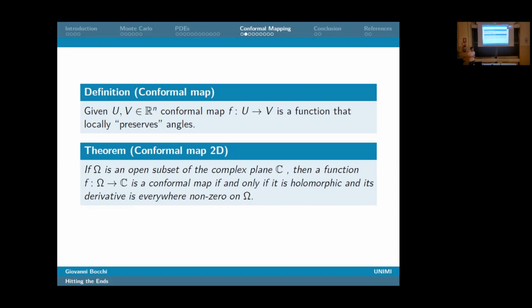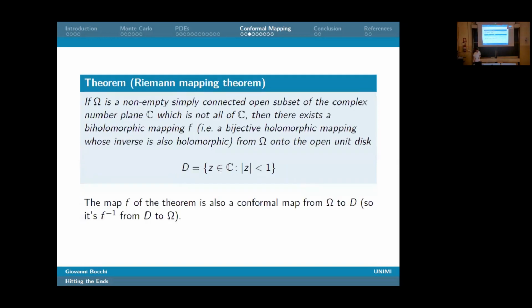And we have this theorem which is restricted only to R^2. If we have omega, which is an open subset of the complex plane, then a function from omega to C is conformal if and only if it is holomorphic, so differentiable in the complex sense, and this derivative is everywhere non-zero on omega.